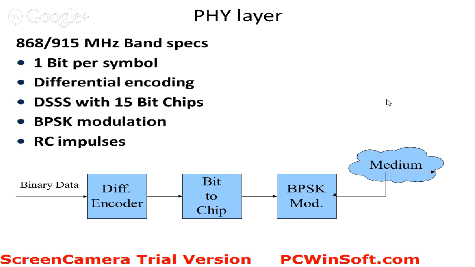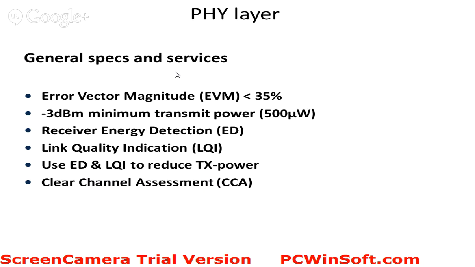Similarly, for the 868 and 915 megahertz band, the radio has a 1 bit per symbol scheme. There is differential encoding. Here the DSSS is done with 15-bit chips. We have BPSK modulation and RC impulses. These are some of the general specifications. Error vector magnitude is less than 35%. Power requirement is in the range of 500 microwatt.